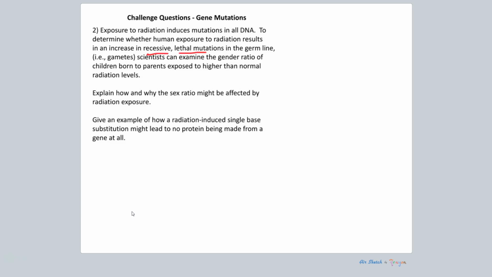In order to see if these are occurring in the germline, so in the gametes, scientists can examine the gender ratio of children born to parents exposed to higher than normal radiation levels. Why might that be? So really what this is saying is if scientists want to know whether or not individual germline cells are accumulating recessive lethal mutations because of exposure, they can look at the number of boys born to these exposed people versus the number of girls. That's the gender ratio. And you're asked to try to figure out why that is.